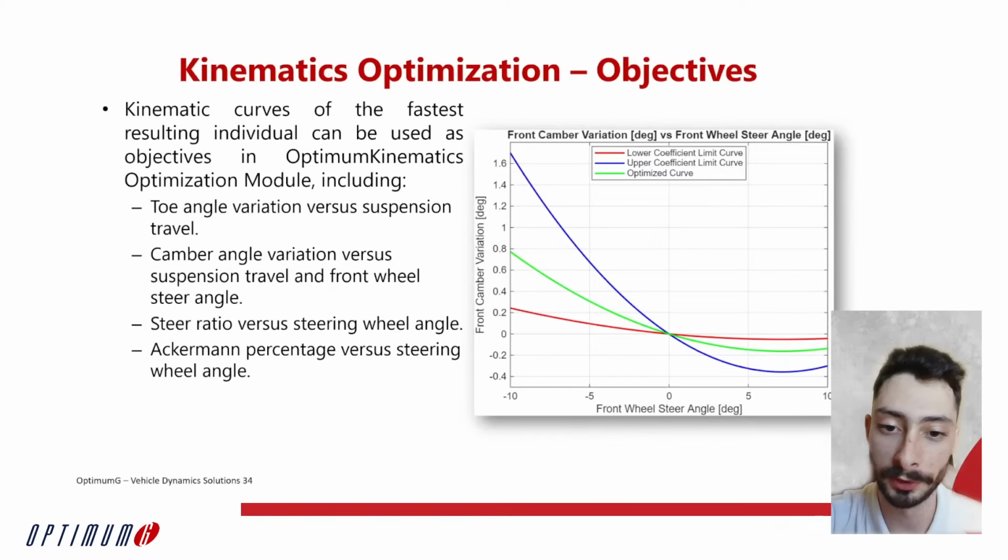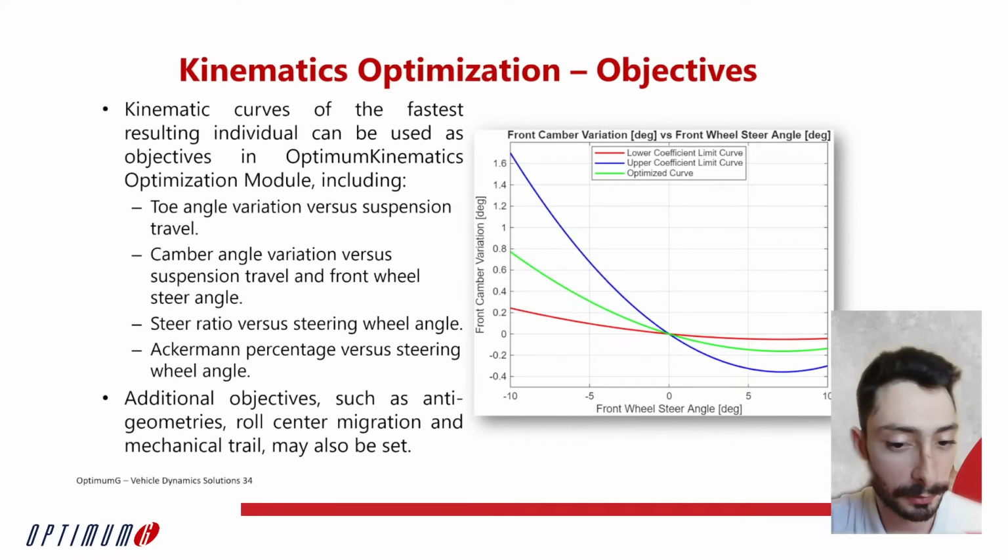So, for example, this is the camber variation that we have versus the steer angle of the front tire. And our optimization algorithm was allowed to search for different curves within the red and the blue curves. And the optimized curve that we found is this green one. So this green curve is what will be input into OptimumKinematics. And we will change our pickup points accordingly to try to get as closely as possible to this behavior.